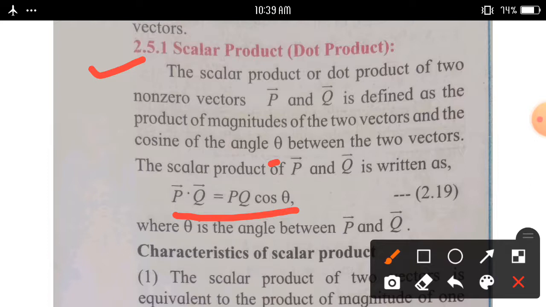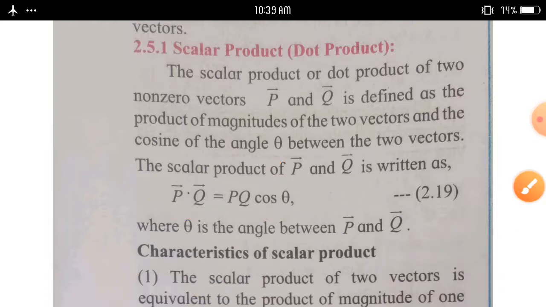P bar dot q bar is equal to pq cos theta, where theta is the angle between p bar and q bar. When two vectors are multiplied by the dot sign, the product is called a dot product. Scalar product is also called a dot product. Then we discuss the characteristics of a scalar product or dot product.